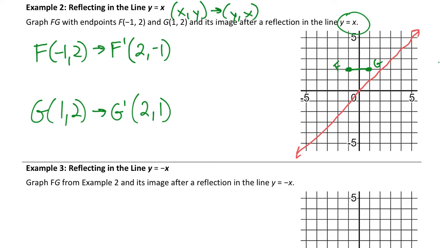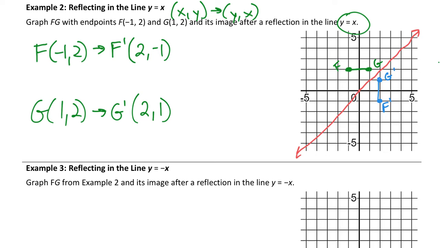So to show this reflection, I'm going to graph the point 2, -1, and then 2, 1. So this is the image of G, this is the image of F, and that's a reflection over the line y equals x. You just change x and y's places. That's all that happens.